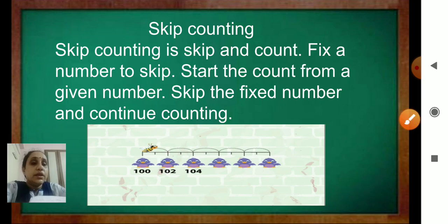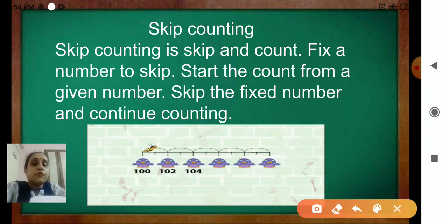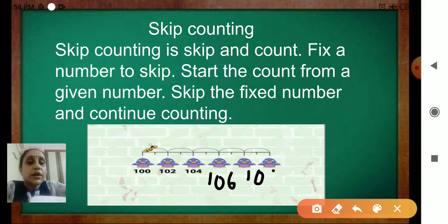Okay, here you can see the numbers. It is starting from 100. After that 102. After 102, 104. So this is the skip count of 2's. So 104, what will you write after 104? 106, that is 106. After that 108, and the last one is 110. Got it? Okay.